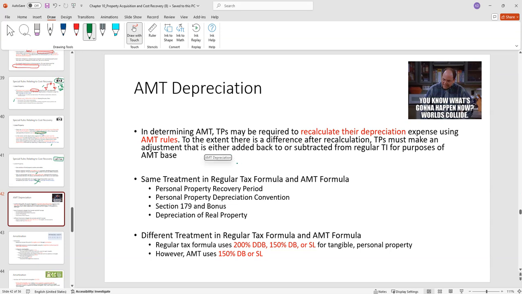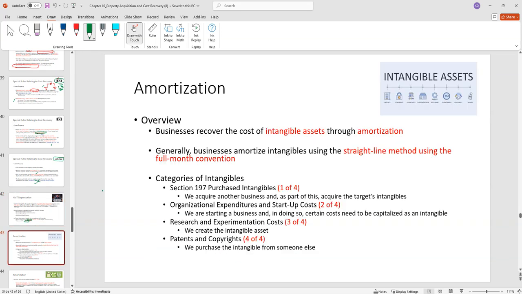All right, AMT. Basically, the idea here, as we talked about before, is how you calculate depreciation. In the regular world, typically you're going to use 200% double declining balance, where in the AMT world, you're typically going to use 150%. So that's just one of those adjustments. That's it for fixed assets, tangible assets.